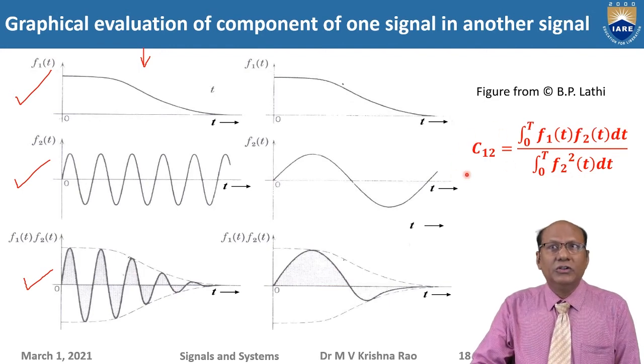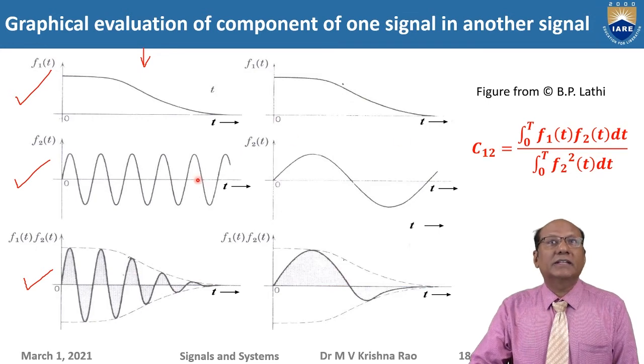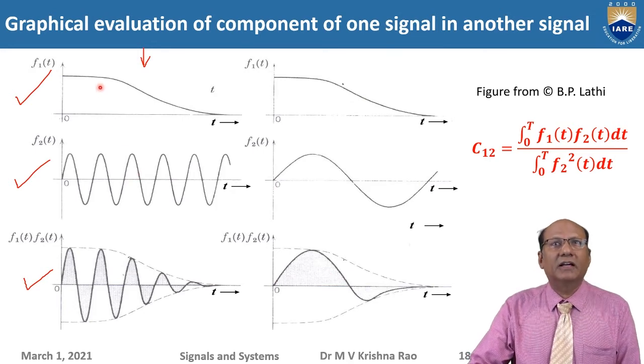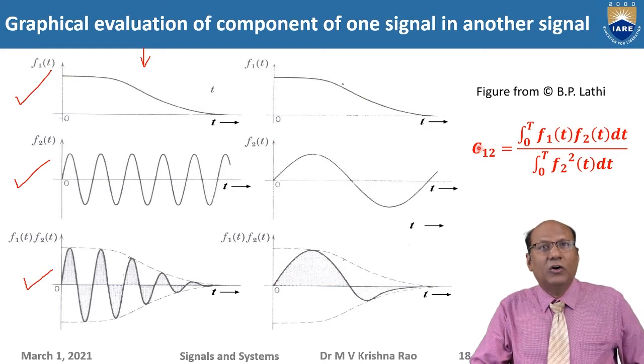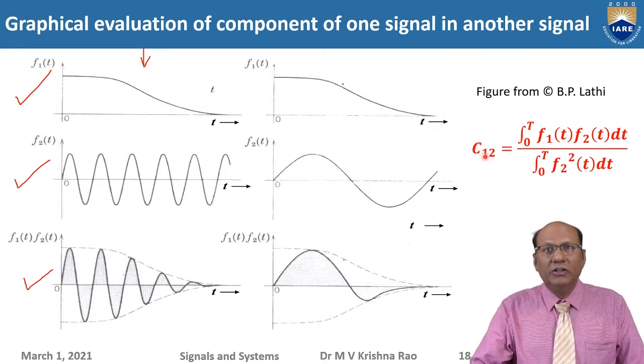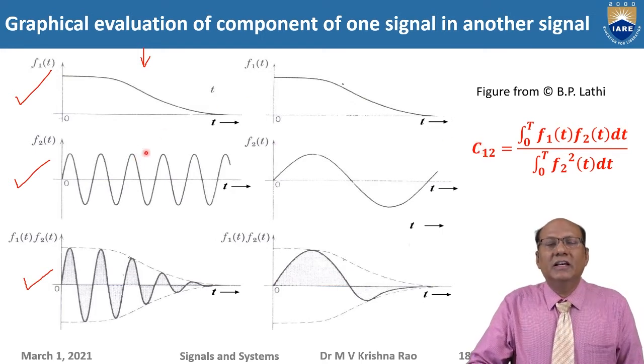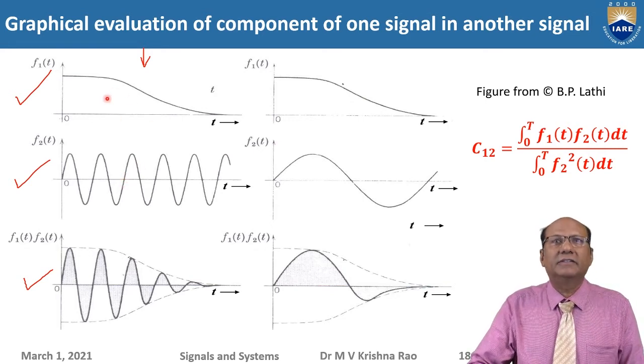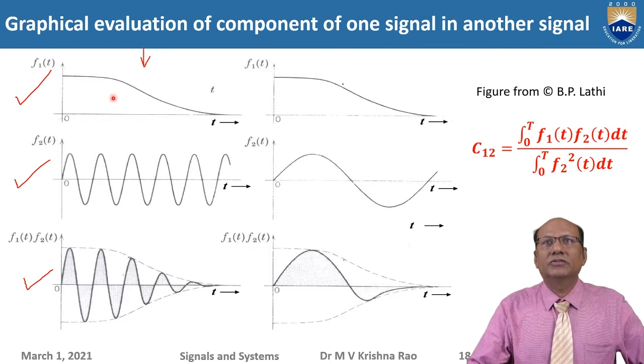C12 is 0. So C12 means it is a fraction. How much fraction of F2 is contained in F1? So here we should say this F2 is not contained that much in F1, because this C12 is going to be a very small value. Maybe 10 to the power of -4. Maybe 10 to the power of -5. So almost 0. This signal is not contained in this. That is the conclusion we have to make.